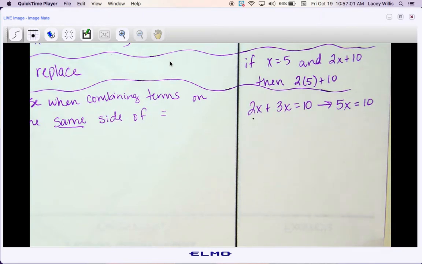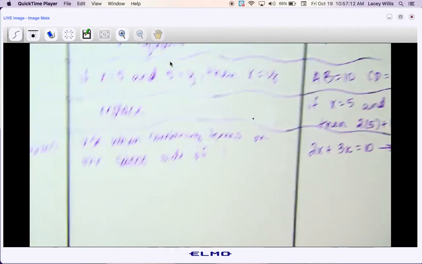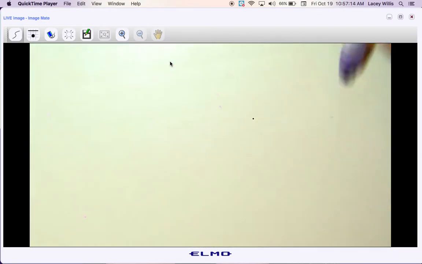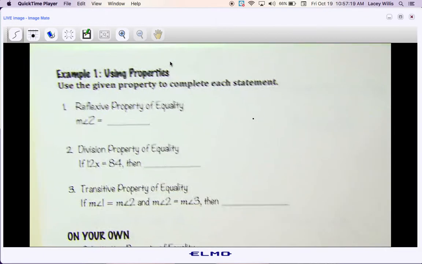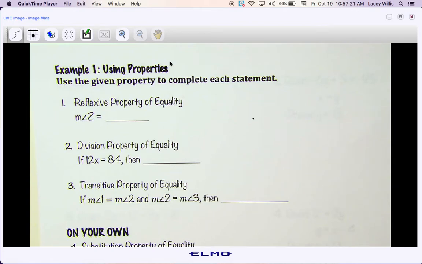Okay, I think you're going to start getting the hang of this once we start some problems. Again, this feels like just a bunch of information that you don't understand, but you're going to understand it once we start applying it. So if you didn't get all that down, get a picture of the board. It's all up there. So the first example, we're going to complete statements. It's going to give you a property that it wants you to use, and then you need to complete the statement below.